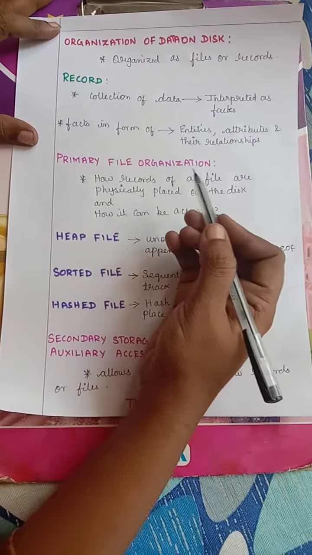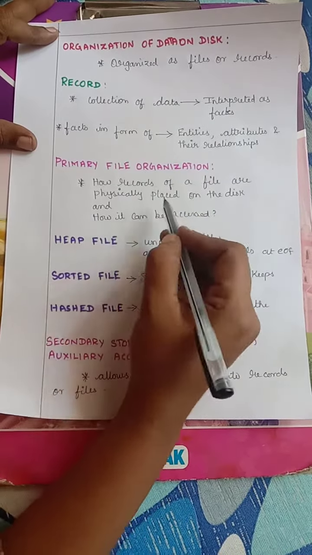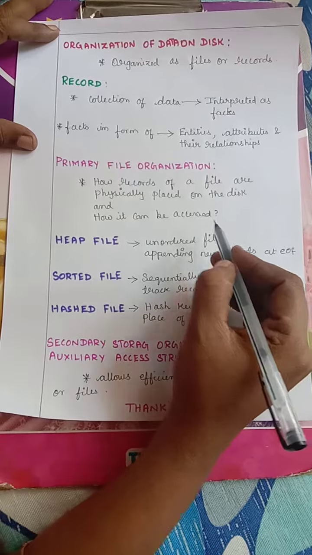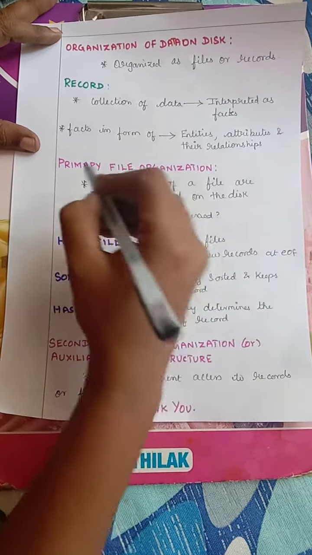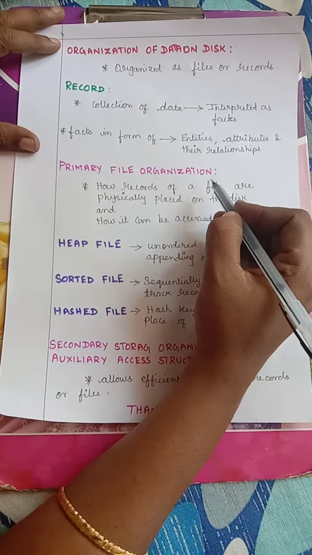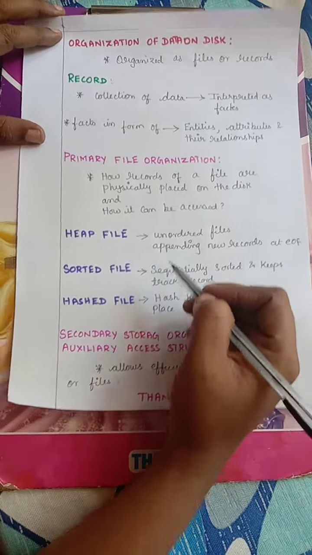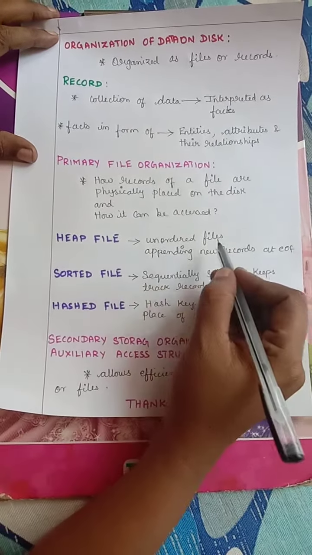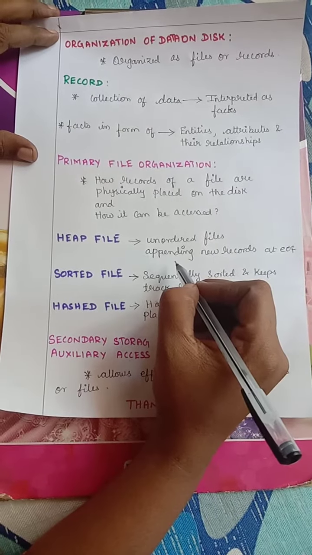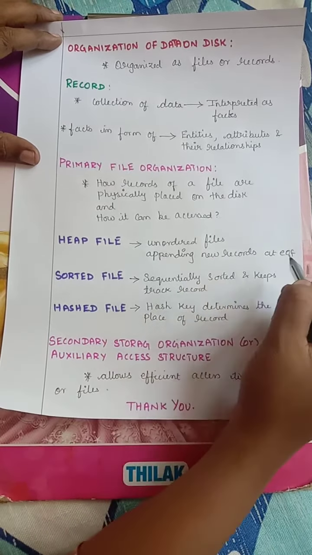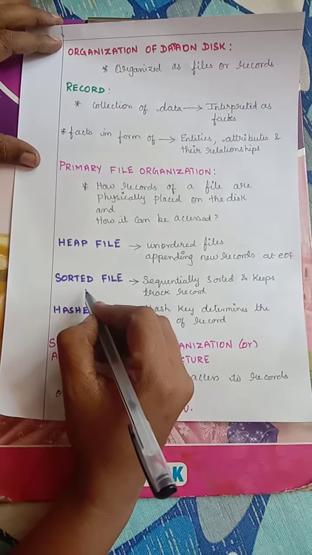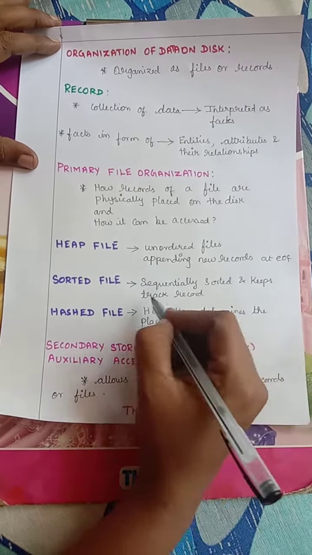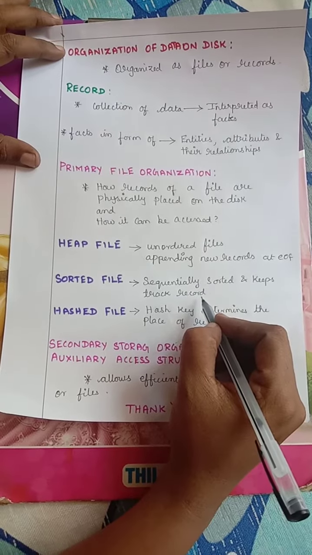The primary file organization defines how the records of a file are physically placed on the disk and how they can be accessed. This is the content that has been defined in the primary file organization. There are three methods to arrange the file: heap file, sorted file, hashed file. In a heap file, or unordered file, you just append the new records at the end of the file. But in a sorted file, you sequentially sort the records and keep track of the records every time we update it.